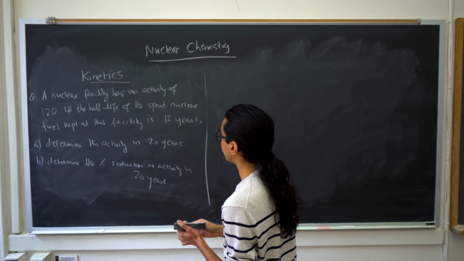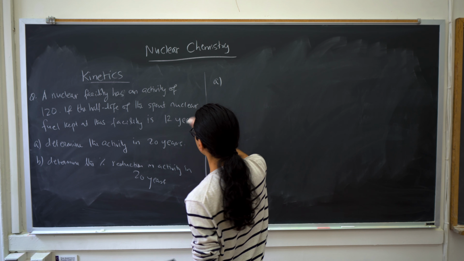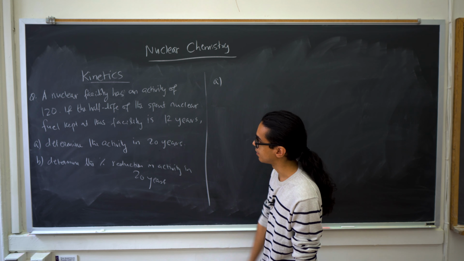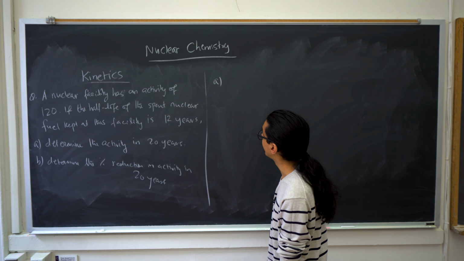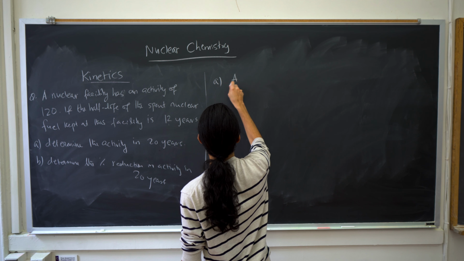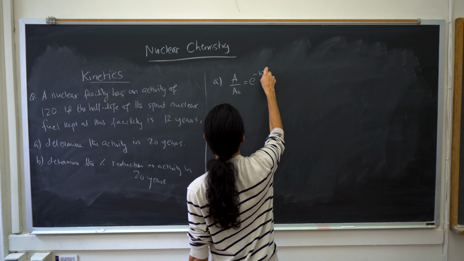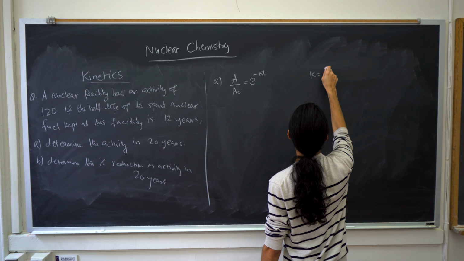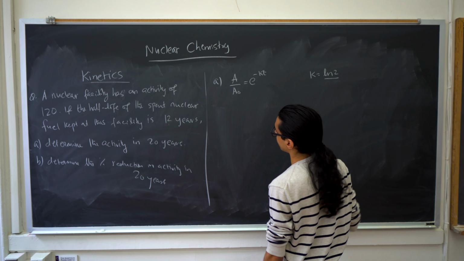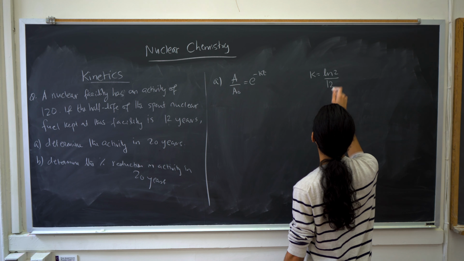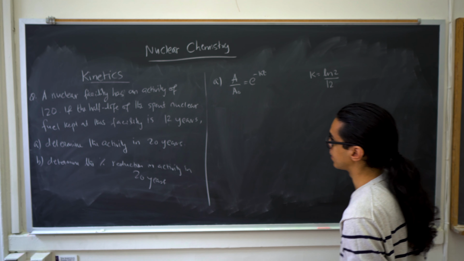Okay, A. So this is an activity question. We don't have nice multiples. If this was 24, the question would be easier. It's 20, so we're just going to go ahead with our equation. A over A naught equals e to the minus kt, where k is ln 2 divided by half-life, which is 12. Great.